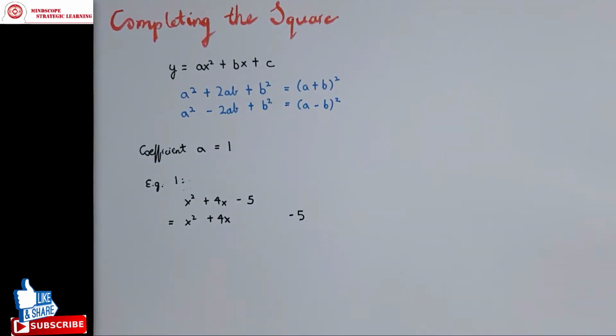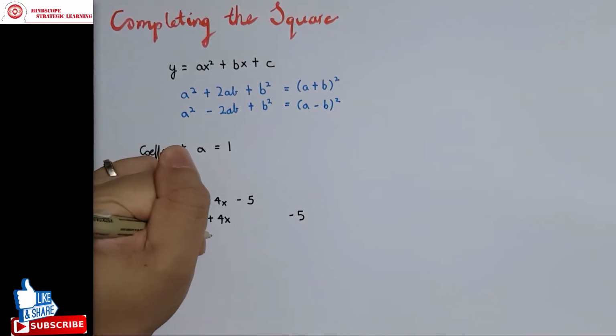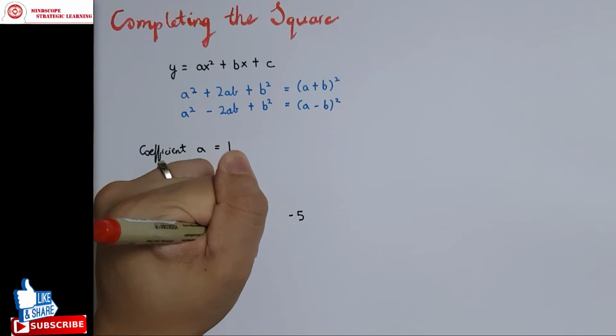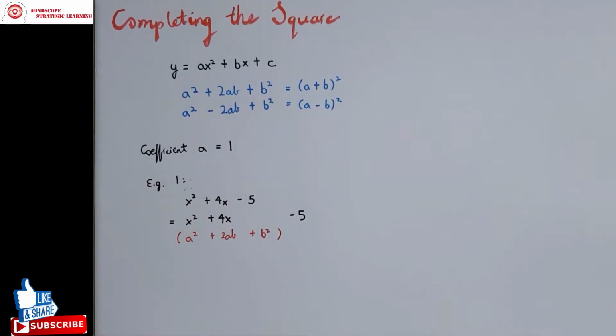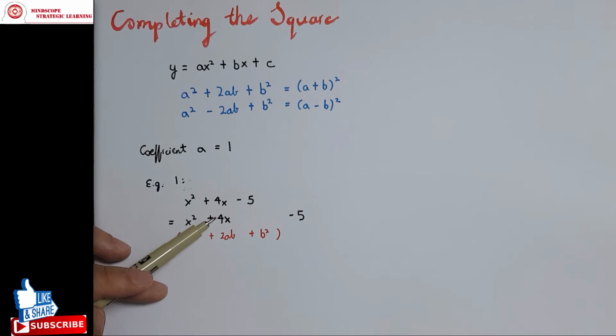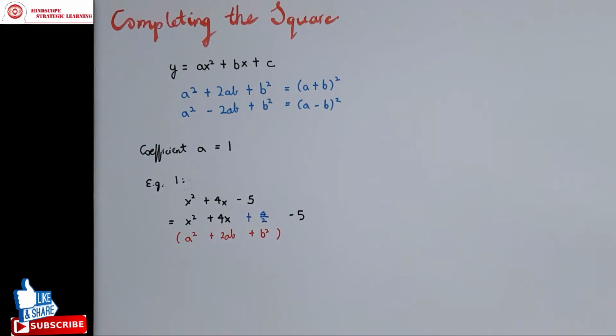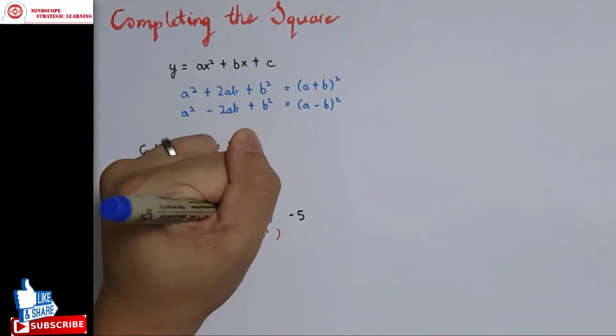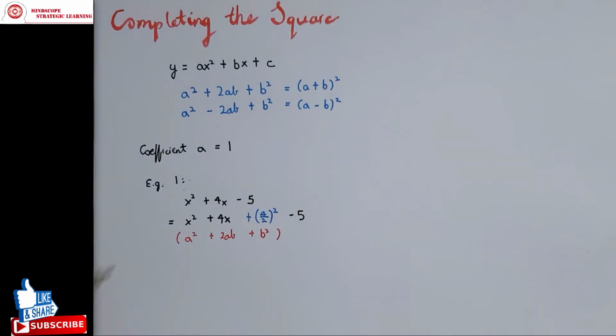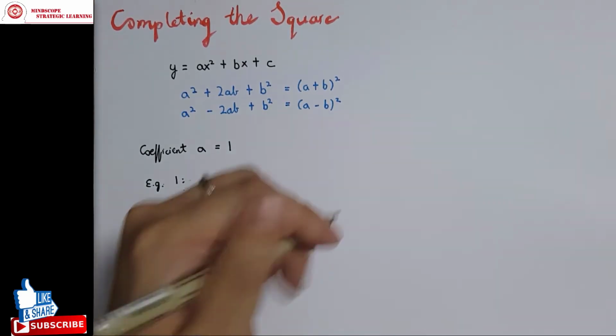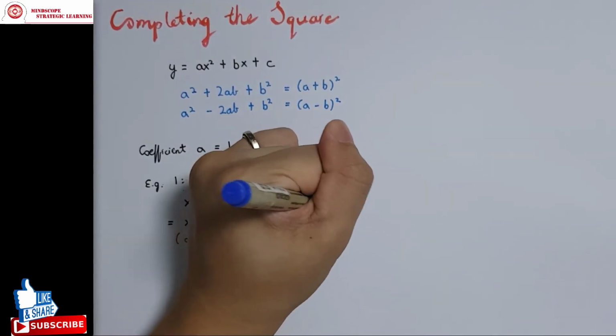Now, we are comparing this with a squared plus 2ab plus b squared, because we are trying to complete the square. Now, if we look at it carefully, then b is just 4 divided by 2. So we need to add 4 over 2. That is b. However, we are not just adding b. We are adding b squared. Therefore, we need to add the square. Now, as you can see, the first expression and the second expression are no longer equal because we have added something extra. So we need to take it away by writing it below on the right.